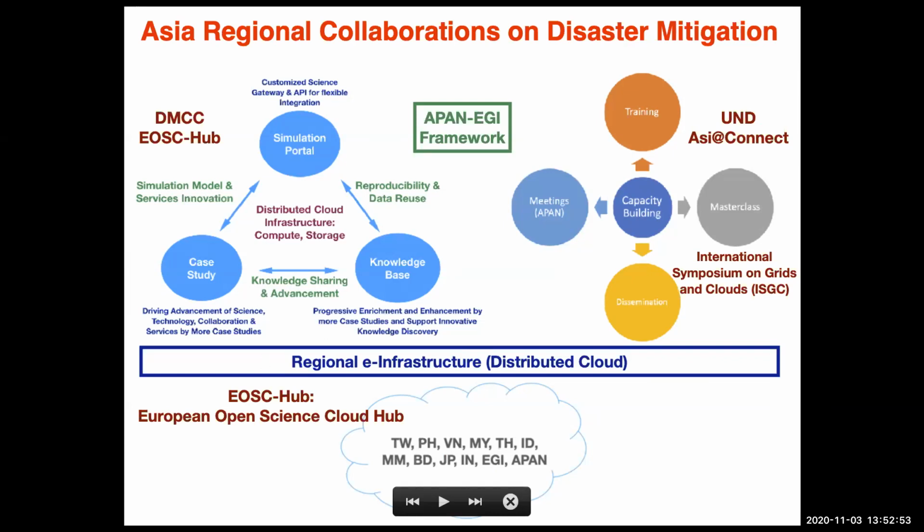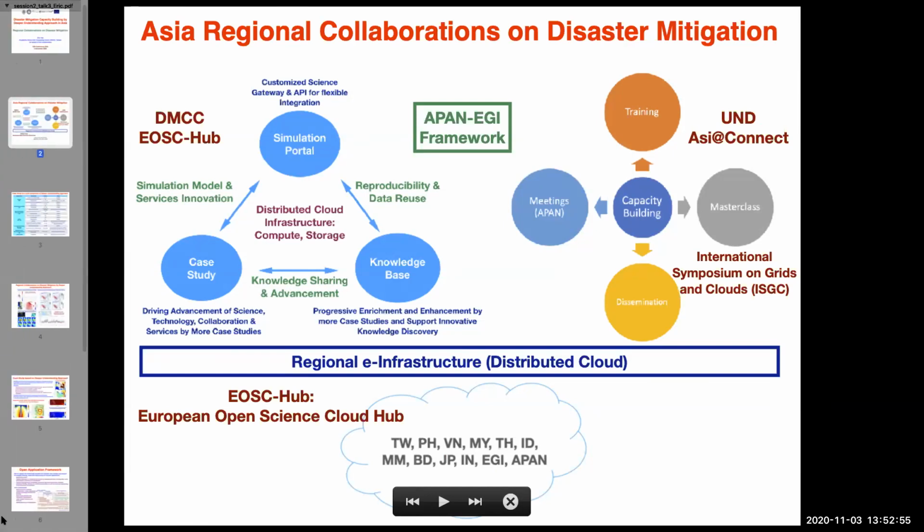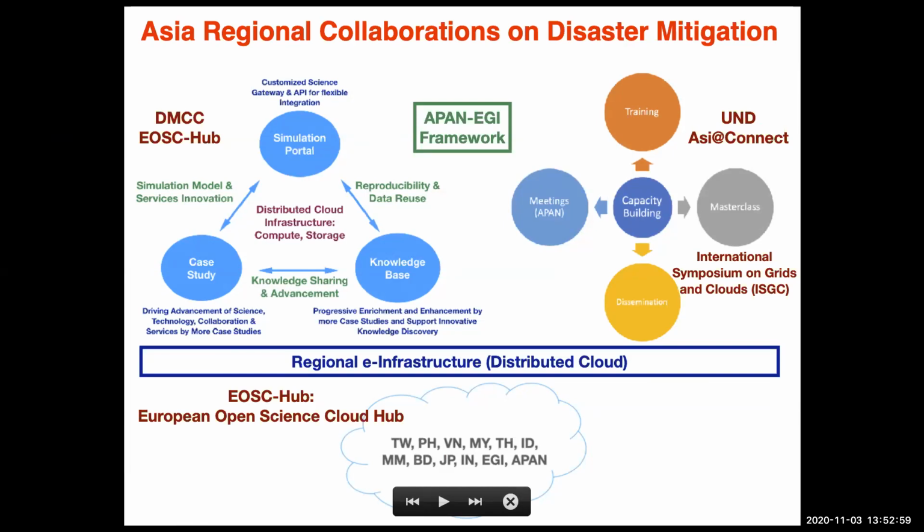The deeper understanding approach aims to discover the root cause and the physical processes of target events, and accurate simulations of the whole life cycle of target events are developed accordingly to quantify the risks. Through such regional collaborations, the distributed cloud regional infrastructure is built up and enhanced based on EGI and EOSC Hub compatible technologies.